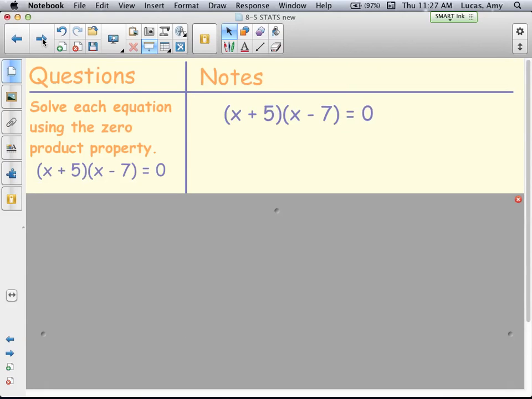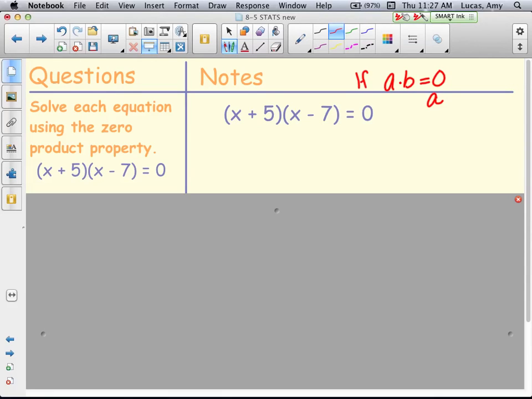Okay, our last skill for the day, solve each equation using the zero product property. So remember, we said if a times b equals 0, then a or b must be equal to 0. So here's my a, here's my b. So one of them has to equal 0 in order for the product to equal 0. So let's check it out.